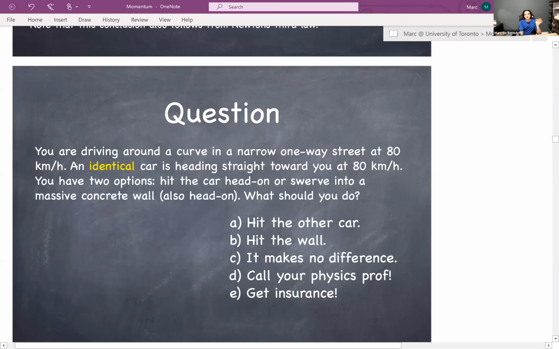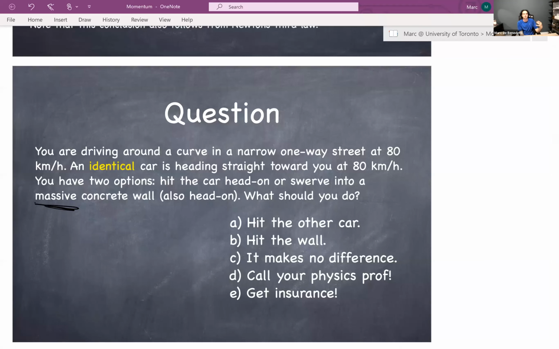An identical car, which is statistically unlikely, but hey, why not, is heading straight towards you on this one-way street. So either I'm driving the wrong way or this other car is driving the wrong way. Someone's driving the wrong way. It's also heading toward me at 80 kilometers per hour. I have two options. I can either hit the car head on, or I can swerve and run my car into a massive concrete wall, also head on. The word massive here really means it's so large that it's not like I hit a tree and I'll just break through the tree and my car will keep going.